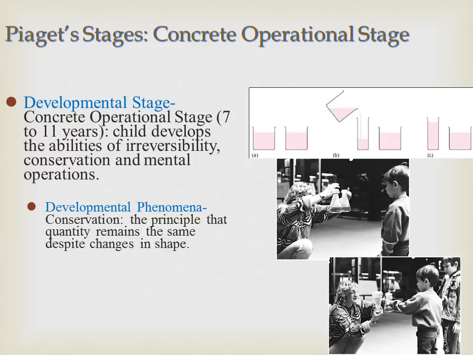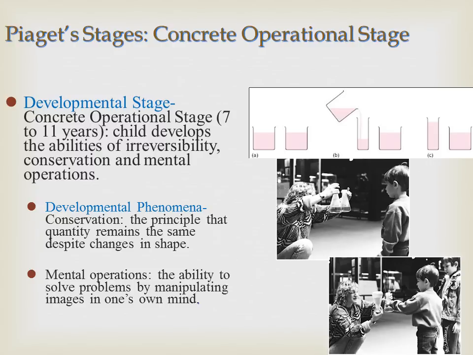The developmental phenomenon, like we talked about, is conservation, the principle that quality remains the same despite the change in shape. Mental operations are beginning to occur: the ability of solving problems and doing simple math all begins to happen between the ages of 7 and 11. Think about the different operations you were able to do from 1st grade until about 6th grade. You were beginning to write sentences with verbs, adjectives, and nouns. You were able to complete simple math. Maybe you were beginning to write a paragraph with a topic sentence and a conclusion.